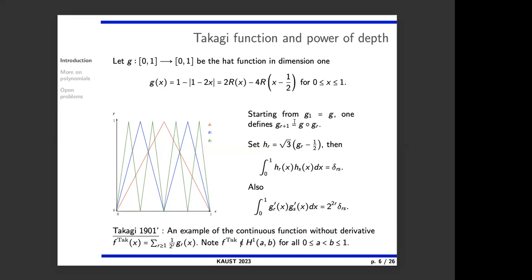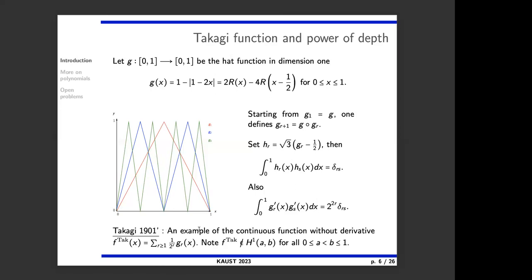They have a certain number of properties. Actually, the derivatives are orthonormal. The derivatives are just members of the R basis, but okay. But an interesting thing is that these functions are connected to what was proposed one century ago by Takagi.